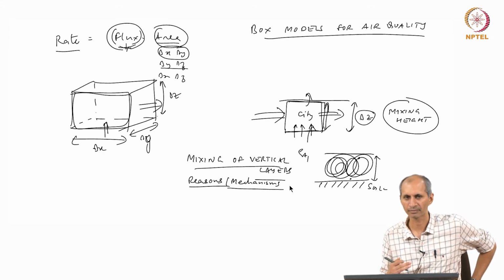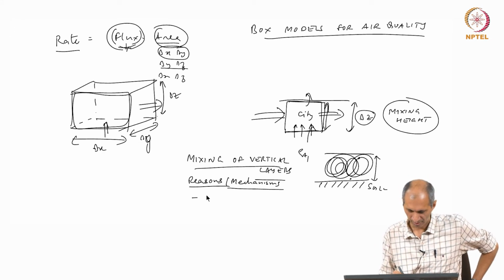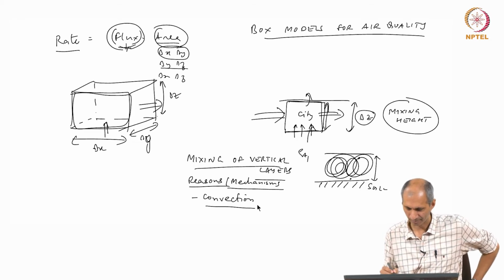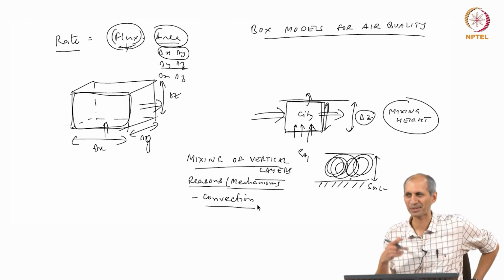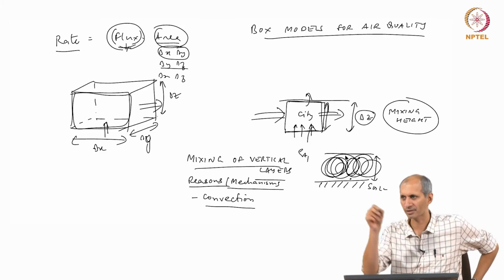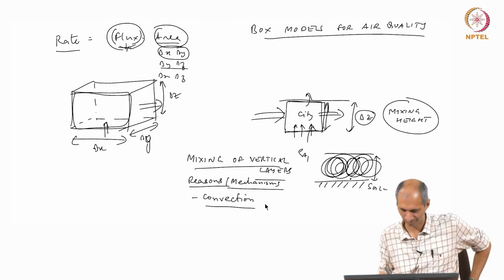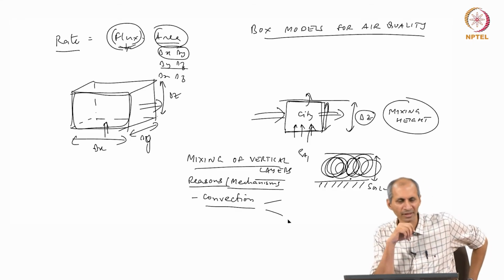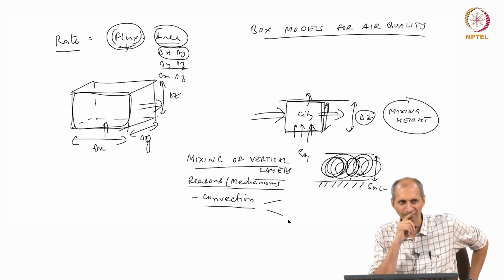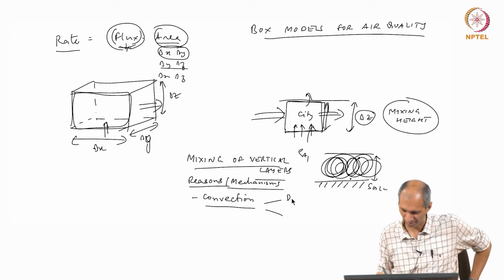Mixing? Convection. So, one is convection, but what is convection? Convection is a description of the process, right. Convection essentially means that it is moving in circles. Why is this moving in circles? That is the question. Density difference. Why does density difference occur? Temperature difference.